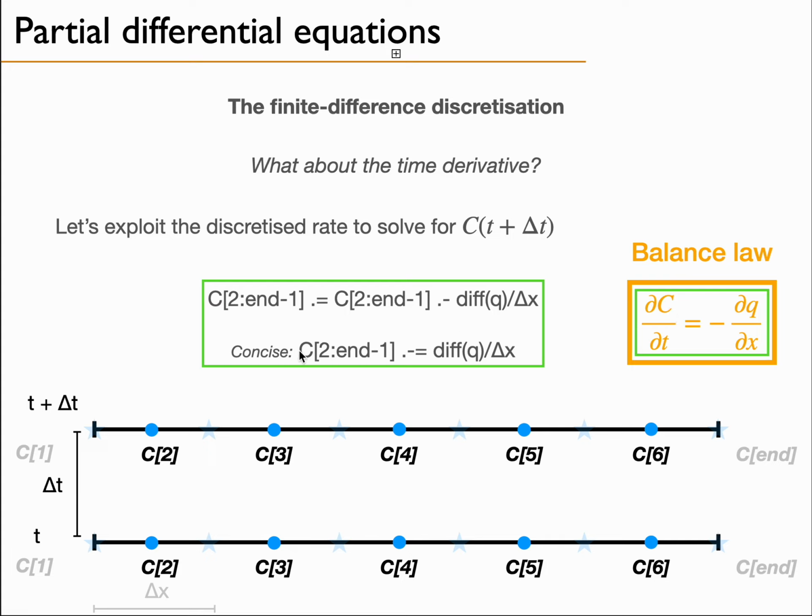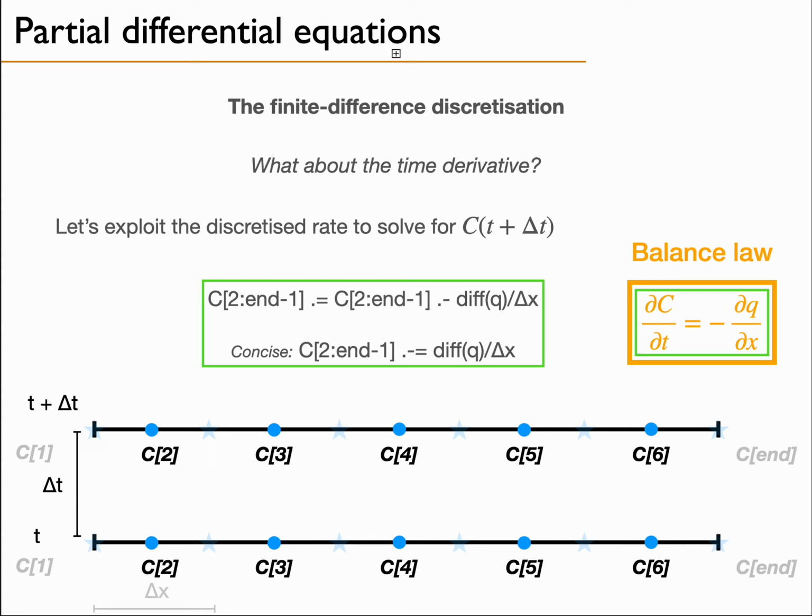You can write it even in a concise manner here. This is equivalent to that. Here we use the operator minus equal, which means we subtract from the previous value all the time. So it's the same as overriding the value of c. So the new value is minus equal diff q dx.